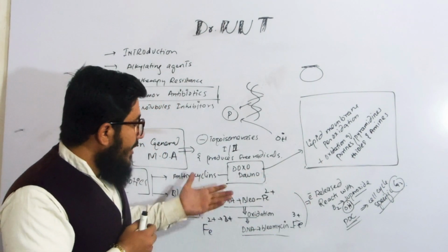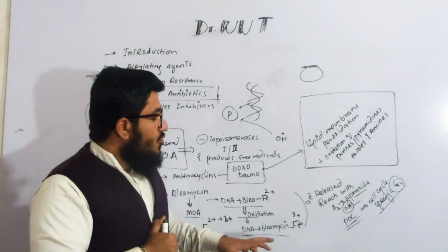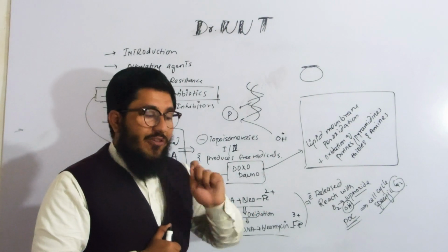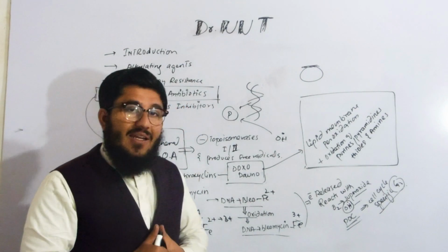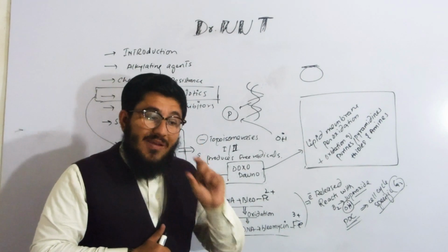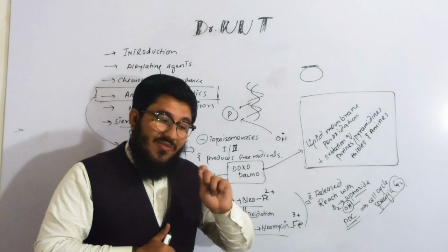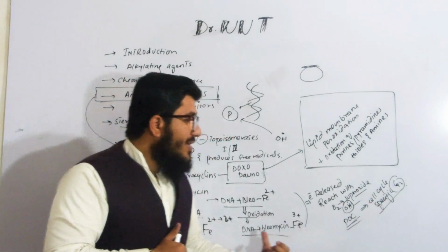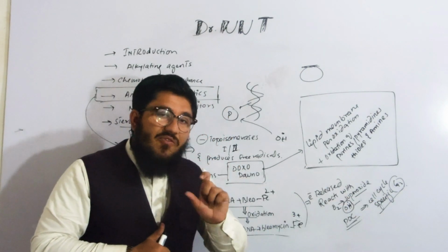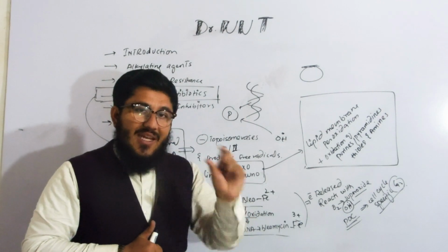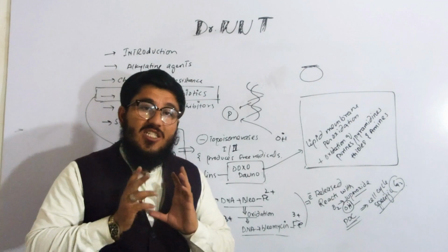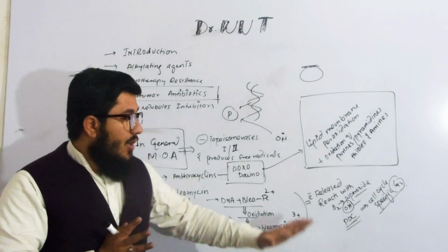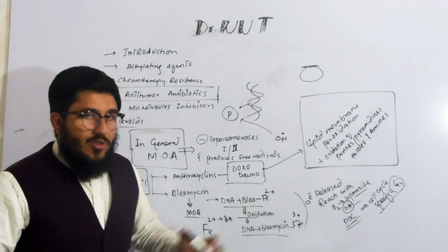So like this, the bleomycin is doing its mode of action. It has a very specific site of action, that is the G2 phase. So we put bleomycin in the category of cell specific antibiotic, which acts at a specific phase of the cell cycle, that is G2 phase. That's why we call bleomycin a cell specific antibiotic. That's all about it. Thank you.